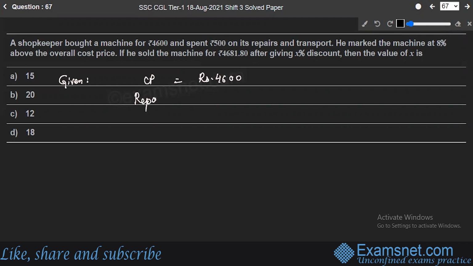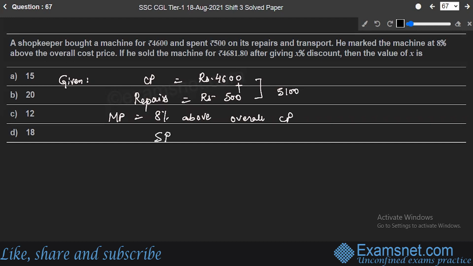of X. Okay. So, first of all, you are given cost price of the machine as 4600, money spent on repairs 500 rupees, and a marked price at 8% above. Marked price is 8% above overall. What was the overall cost price? It is equal to 5100. Why? You will add them. So overall cost price.